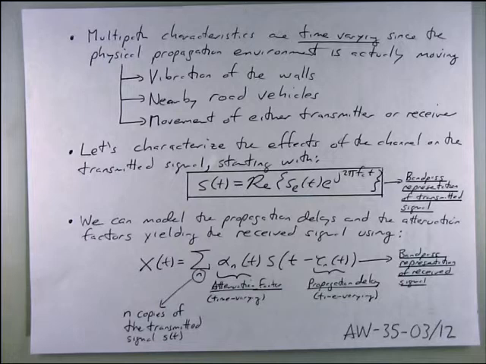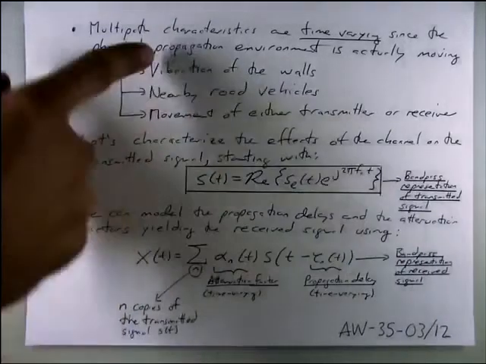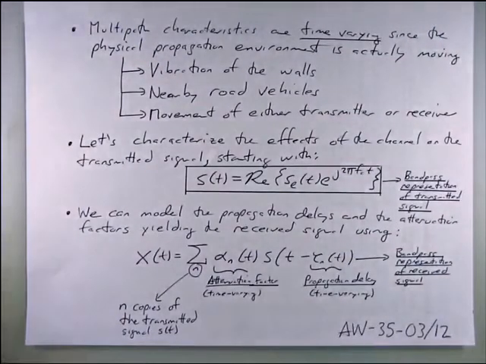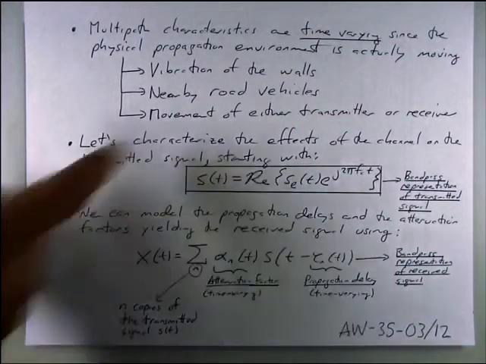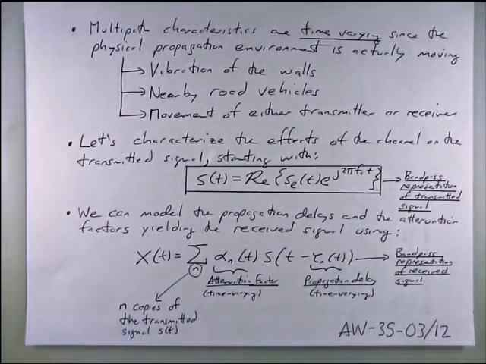So what happens is vibrations of the wall, street traffic, windy environments, movements of either transmitter or receiver, people moving, right? People shifting in their seats or whatnot. That can all create enough movement to make the channel time varying.